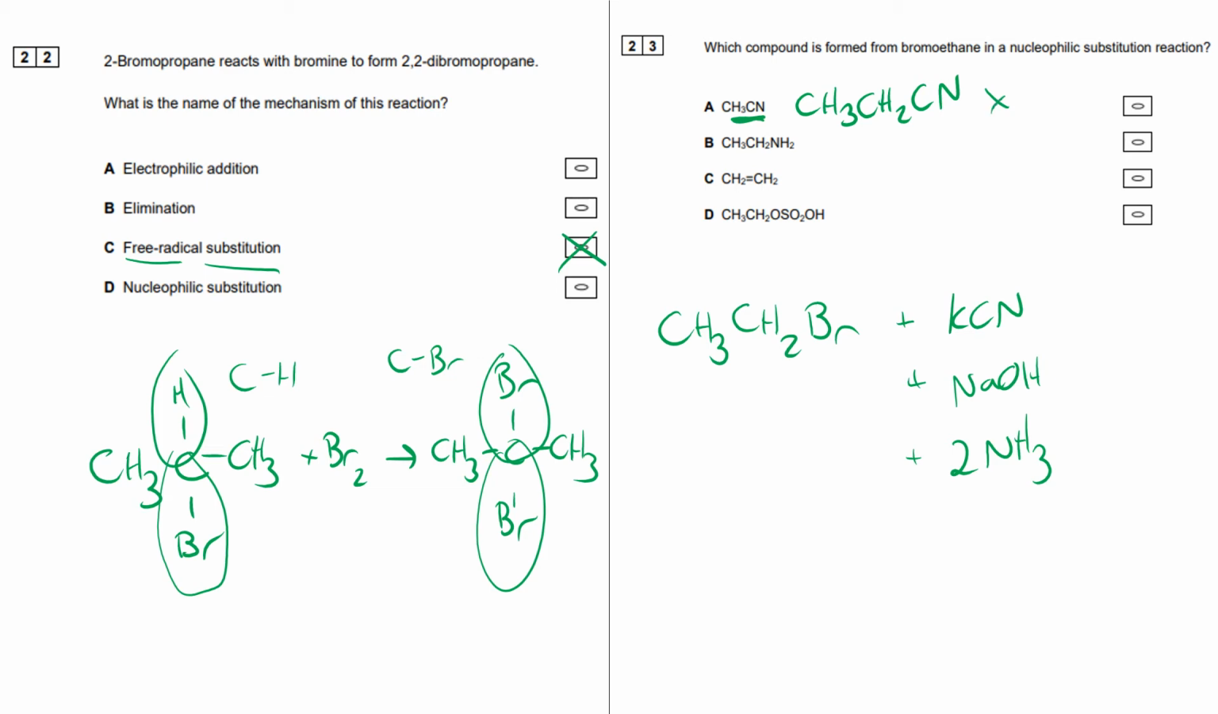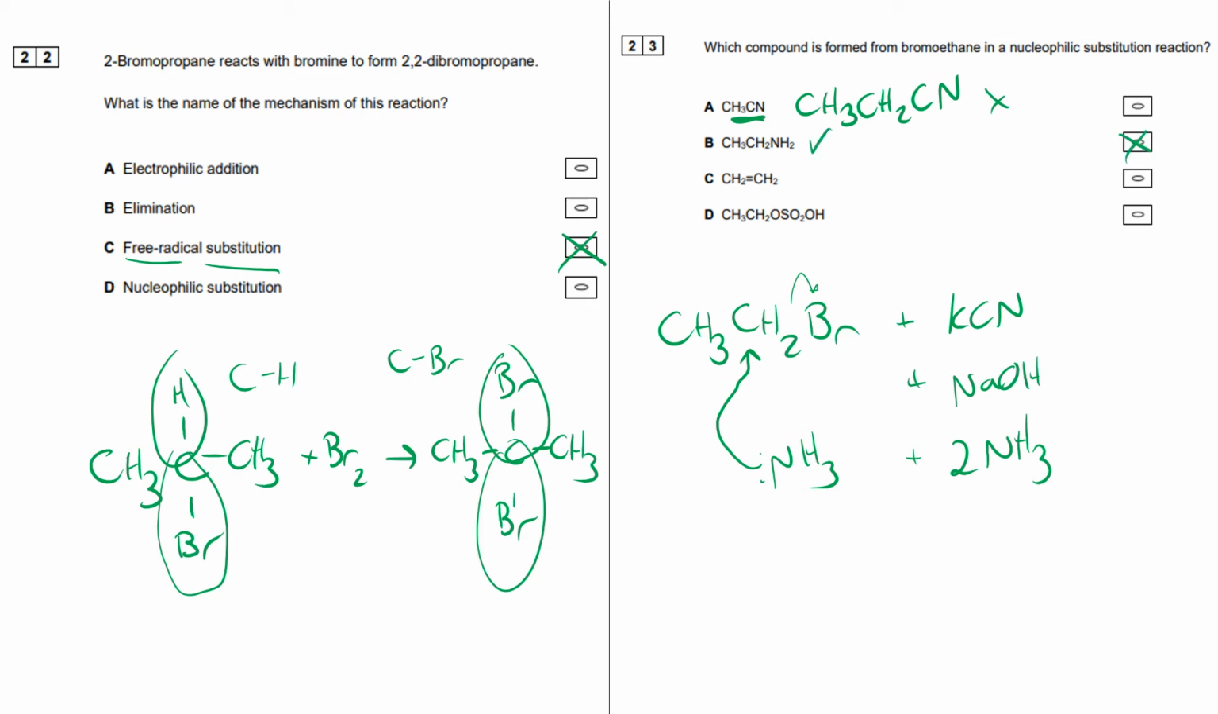So B, the product here is ethylamine. The NH3 acts as a nucleophile, attacks the delta positive carbon, the bromine breaks off. You're going to get ethylamine as the product. The extra NH3 removes one of the hydrogens, so that is correct.